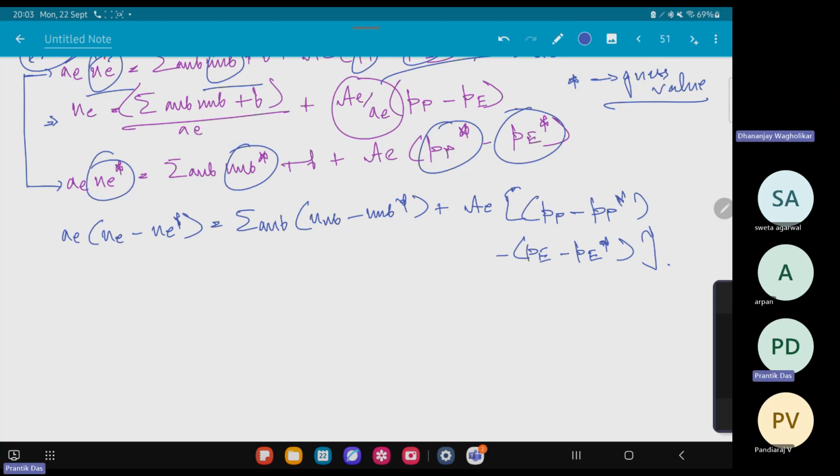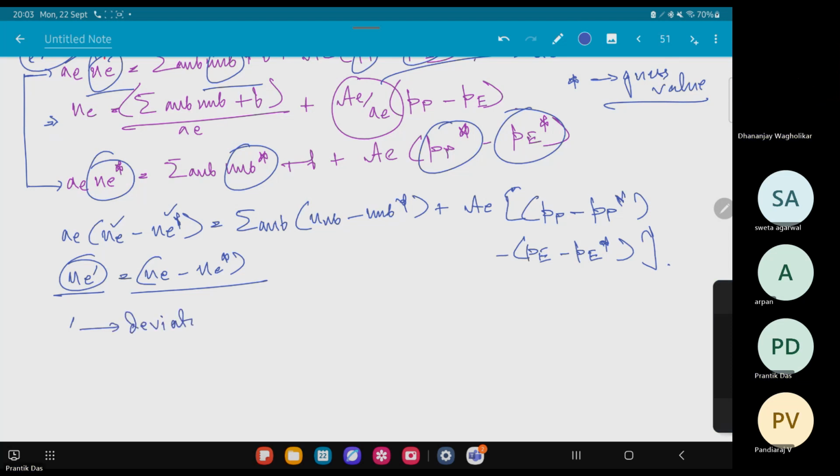So what I'm doing is subtracting the exact equation from the approximate one. This is EV minus EV star, which I'm considering as EV prime. This prime means deviation variables. Is it clear to all of you? Yes, sir. So this I'm considering as deviation variables.